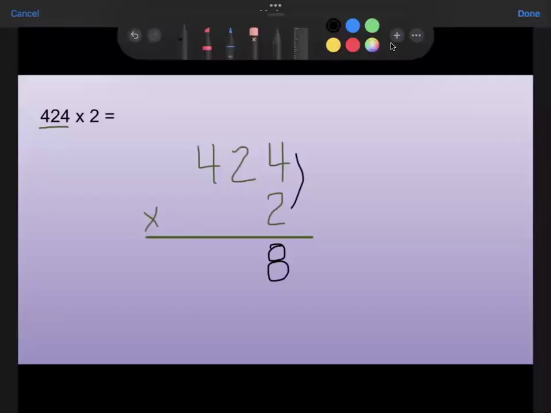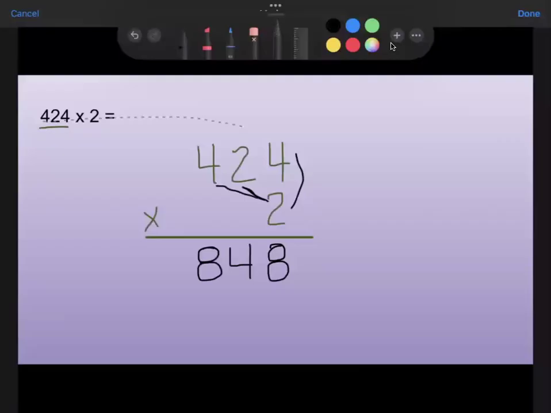The next thing I do is multiply the number on the top that's in the tens place by the number on the bottom that's in the ones place. So 2 times 2 would equal 4. Then my next step is to multiply the number in the hundreds place, which is 4, times the number on the bottom that's in the ones place, and that's the 2. So 4 times 2 would be 8. So once I've multiplied everything on the top by the 2 on the bottom, I have my answer. This answer would be 848.